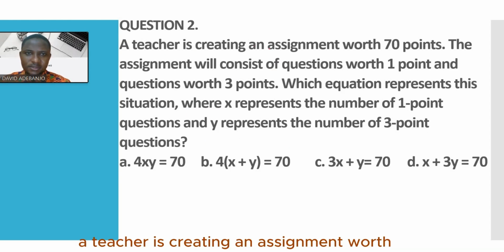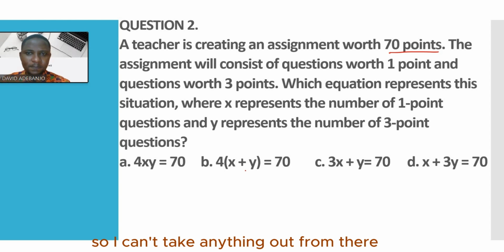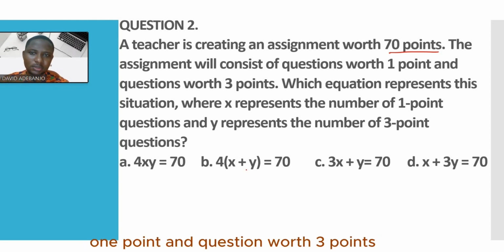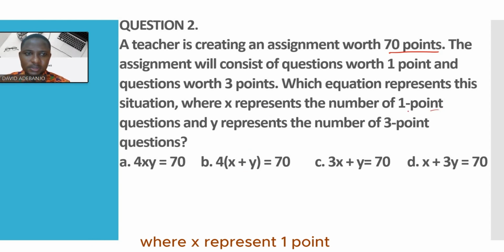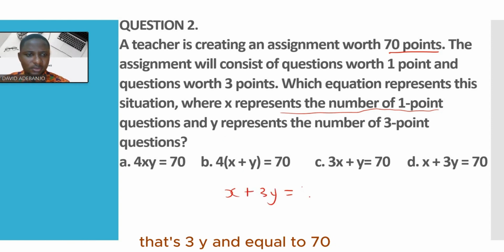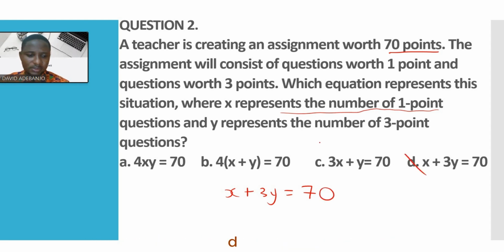A teacher is creating an assignment worth 70 points. That's a total. So all of them have 70, so I can't take anything out from there. The assignment consists of questions worth 1 point and questions worth 3 points. Which equation represents the situation where x represents 1 point, so I have just x, and then y represents 3 points, that's 3y, and equal to 70. And the only option that carries this is E. The answer is E.